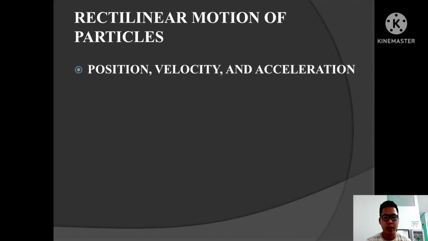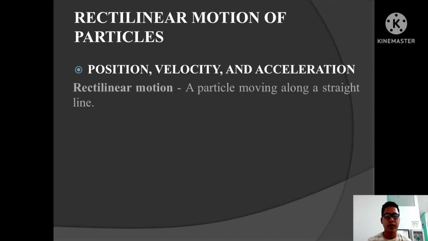We have the position, the velocity, and acceleration. So we have rectilinear motion. Rectilinear motion is a particle moving along a straight line. It is also defined as the linear motion in which the velocity remains constant and the path is a straight line. So it focuses on the gravitational forces of an object resulting in free fall.